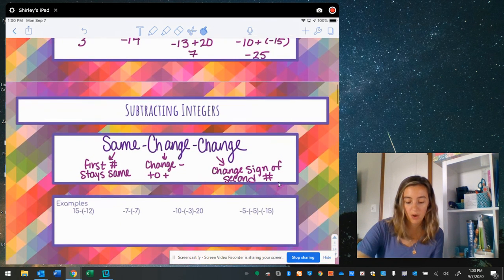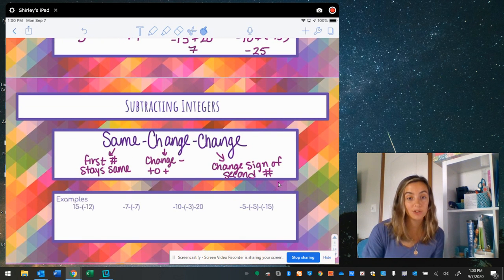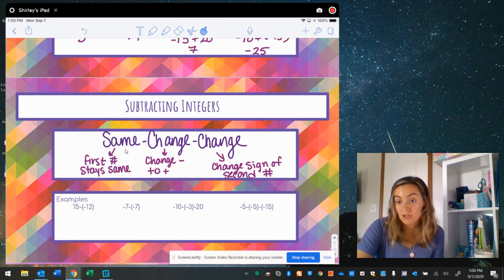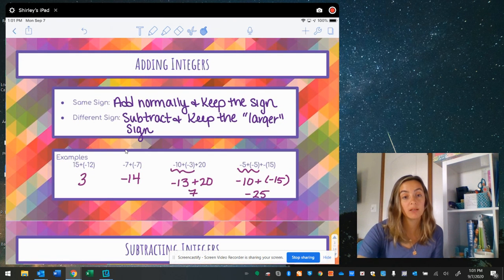Moving on, our rules for subtracting integers tell us that we can take any subtraction problem and turn it into an addition problem. So as long as I'm solid and I remember these rules, where if I'm adding the same sign, I just add them and keep it. If they're different signs, subtract them and keep the larger one. As long as I have a handle on those rules, subtracting is going to be very easy.